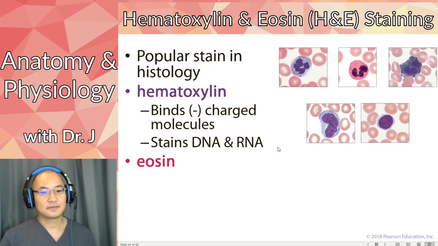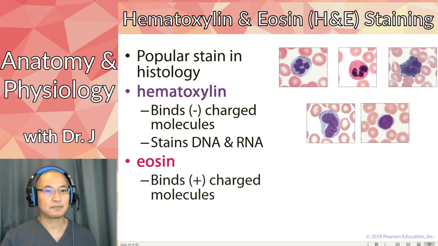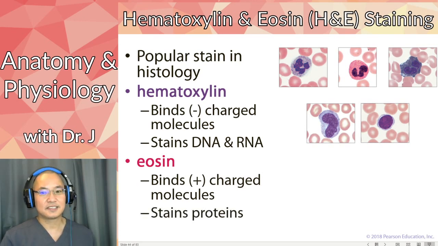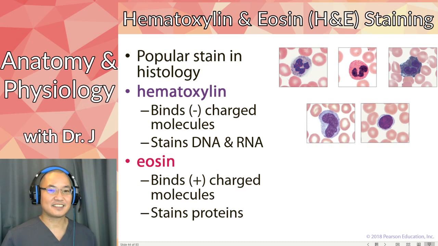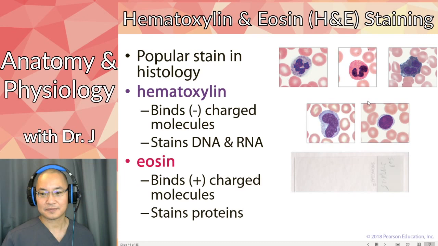Now eosin, instead of binding negatively charged molecules, is going to bind positively charged molecules. And this is what we see, a lot of proteins have an overall positive charge, including hemoglobin. That's why our red blood cells, which are full of hemoglobin, stain red. This is also why it's called an eosinophil. Remember, phil, just like hydrophilic means it likes water, eosinophilic means that a cell likes to stain with eosin. So this is what we see with our eosinophil.